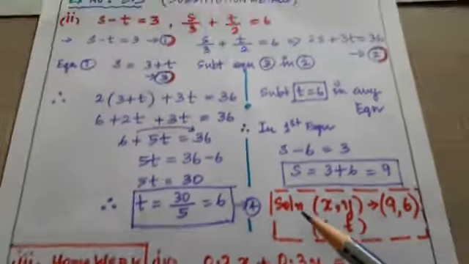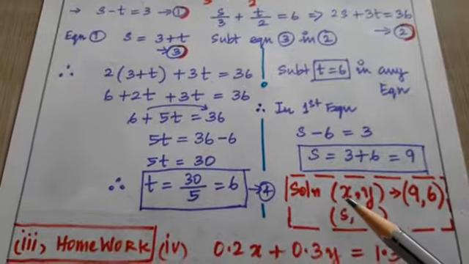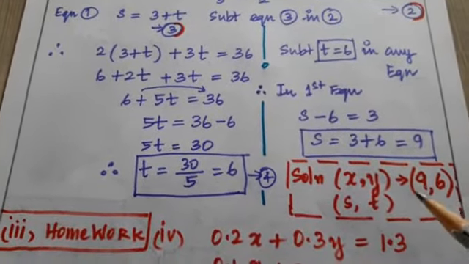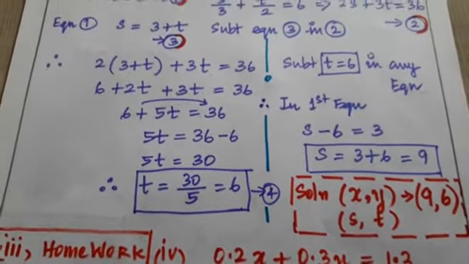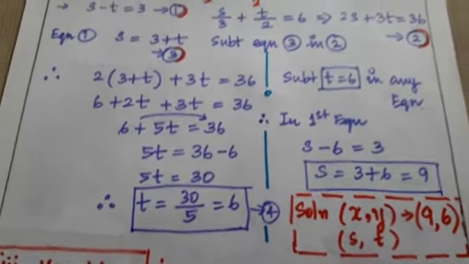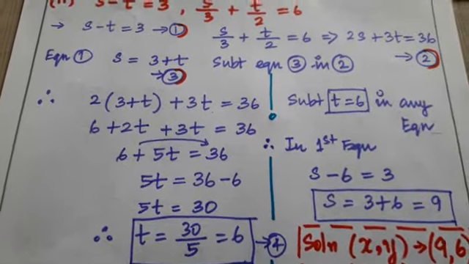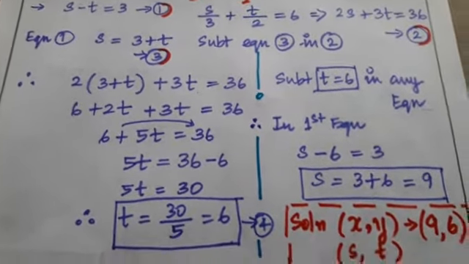Therefore the solution for the given problem is x comma y, or s comma t in this problem, that is equal to 9 comma 6. That is your second problem. Okay. Understood? Substitution means one equation you have to convert in one term and substitute in the second equation.